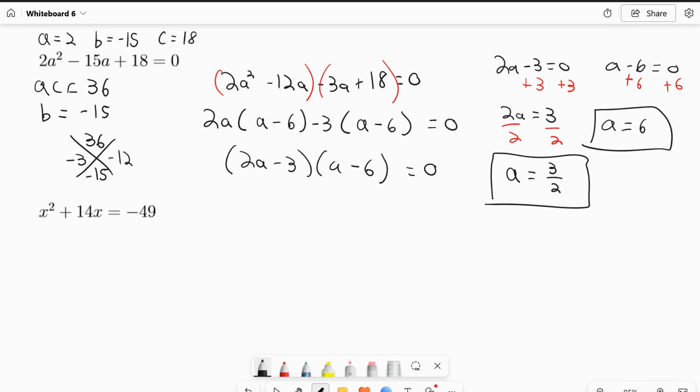So go ahead, practice with these other two examples. Make sure that you set them equal to 0 before you go ahead and factor, and then set both of your factors equal to 0.